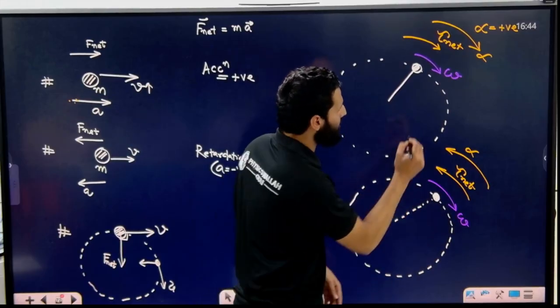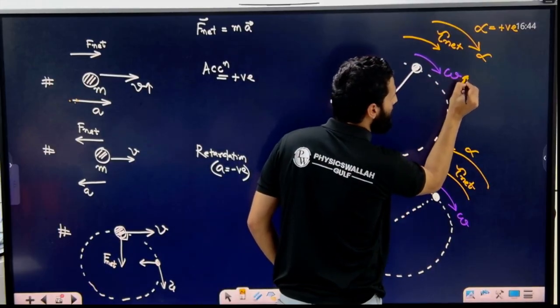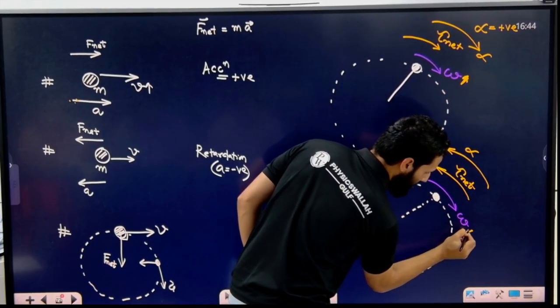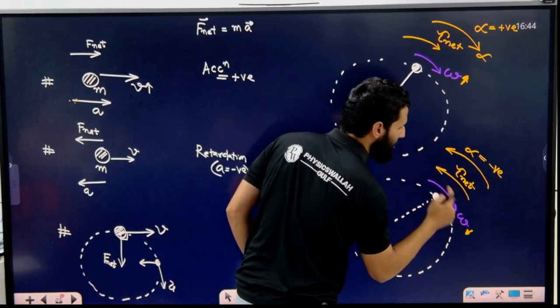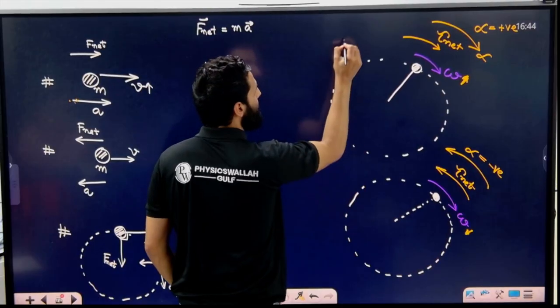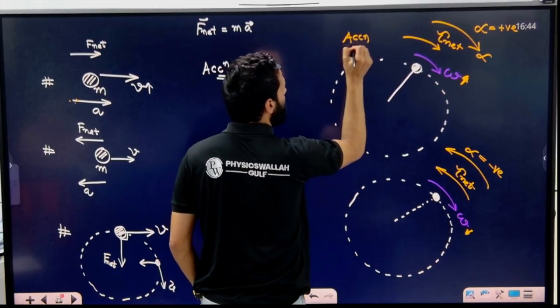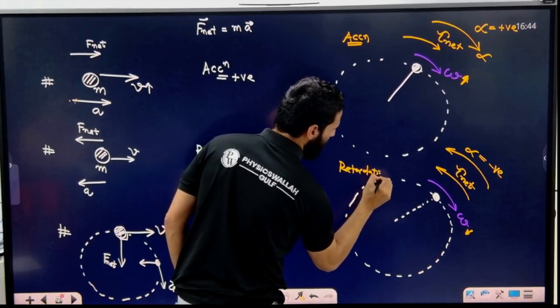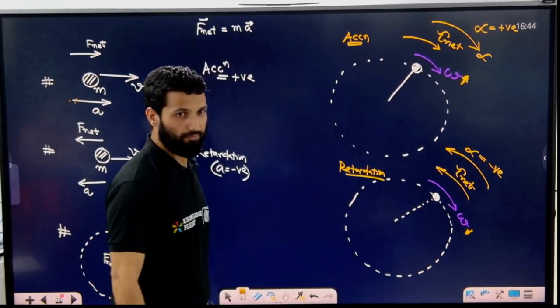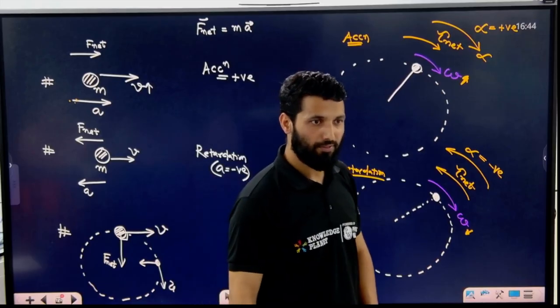Will the velocity increase or decrease here? Omega will increase. Here, will omega increase or decrease? Omega will decrease. Alpha will be positive or negative? Negative. Is it retardation or acceleration? Retardation. So this is acceleration and this is retardation. Give me an example of this. Sir, stopping the fan. Stopping the fan.